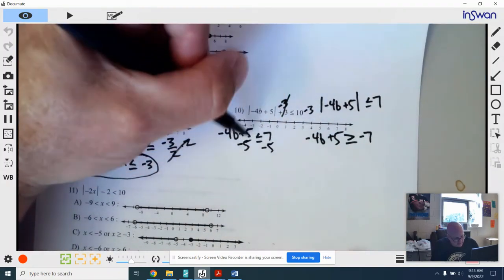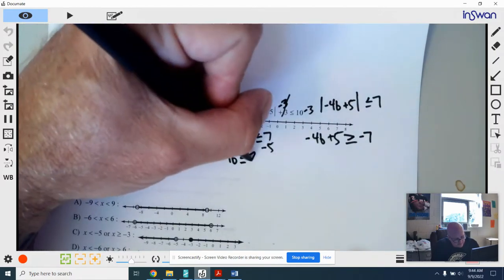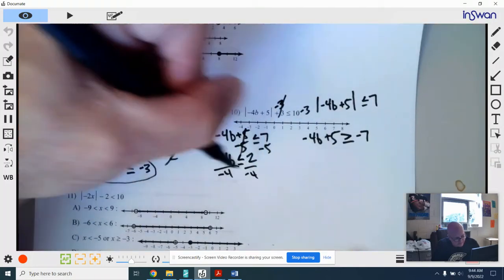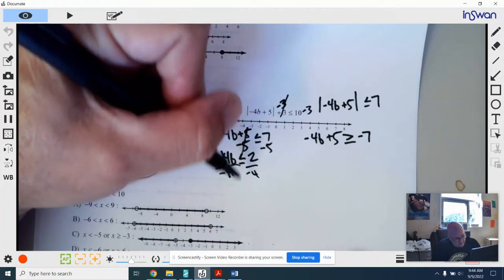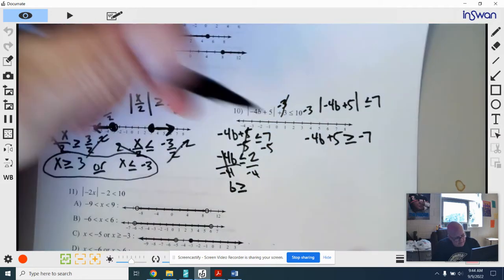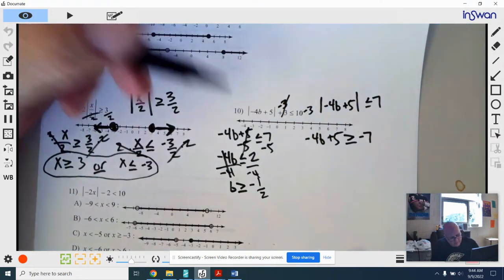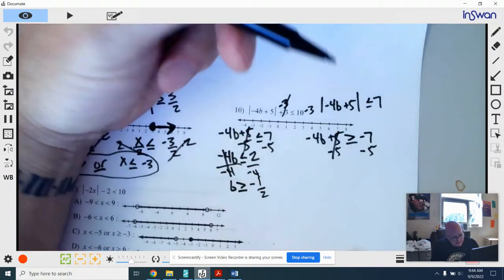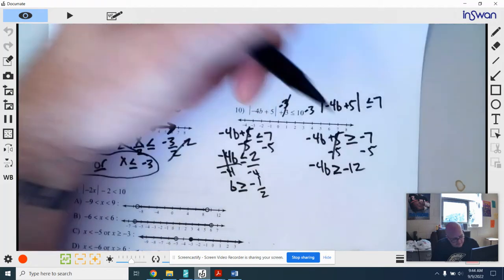So minus 5 cancels. Negative 4b is less or equal to 2. Divide everything by negative 4. Now, don't forget the rules. When you divide by a negative, at that point, that inequality symbol needs to flip. So I'm going to flip that symbol around, and 2 over negative 4 will reduce to negative 1/2. Come over here, subtract 5. Cancels. So you got negative 4b is greater than or equal to negative 12.